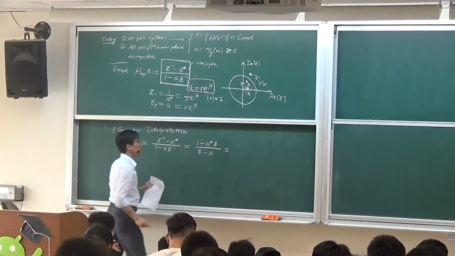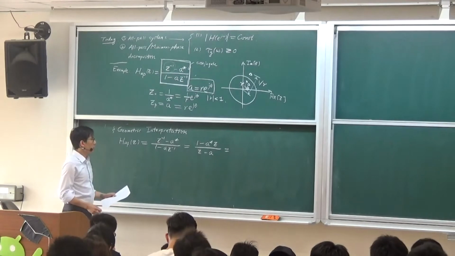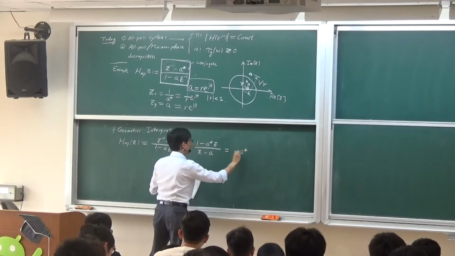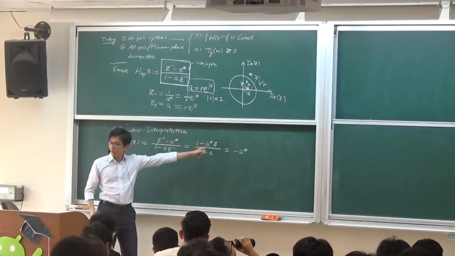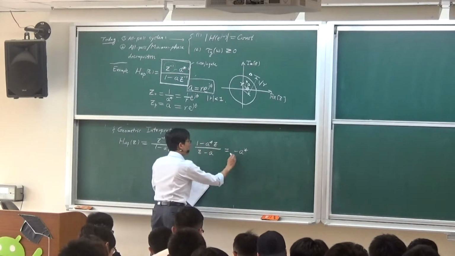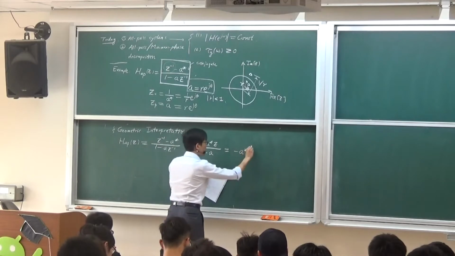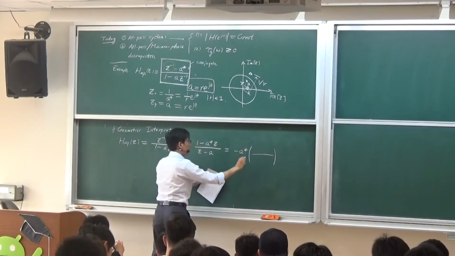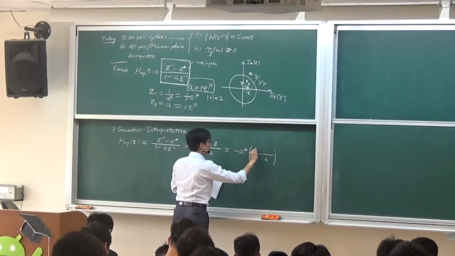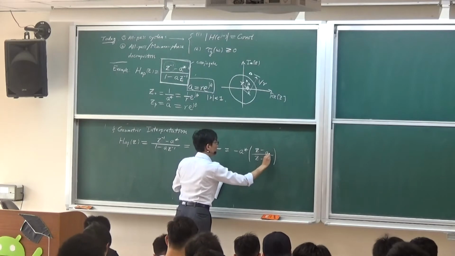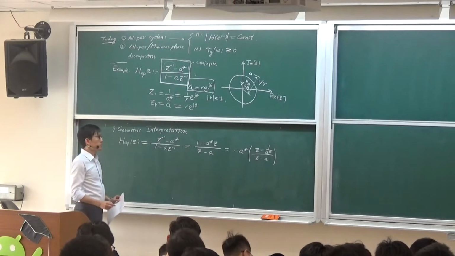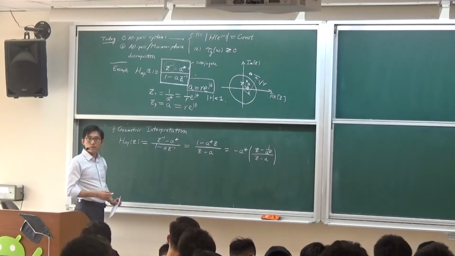And further, what else can I do? Let me just pull out minus a star, because I want the top part to be z minus something, instead of 1 minus a star z. So let's pull out minus a star, move it outside the parenthesis, and at the bottom we copy everything, z minus a. And on top, now we have z minus a conjugate inverse, right? Are we happy with this?